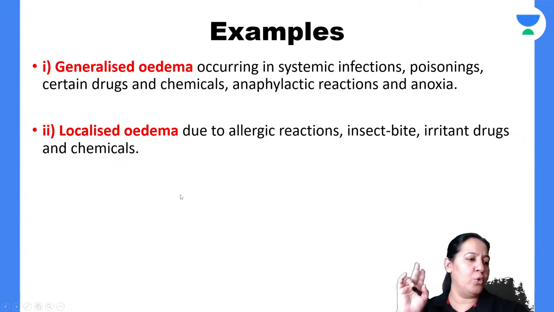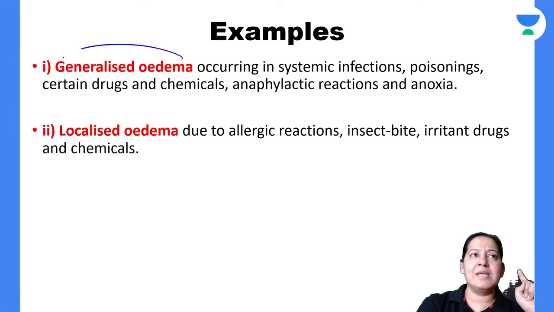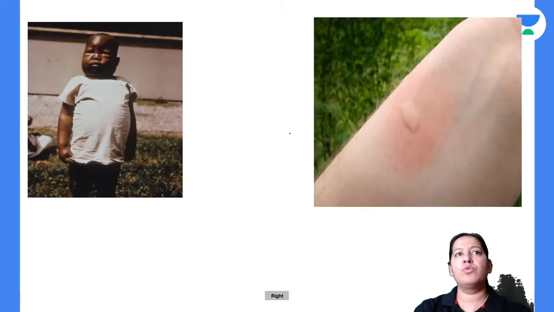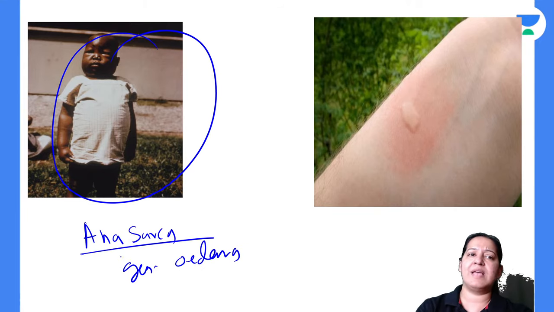So edema is of two types. Listen. Either the edema is throughout the body. If the edema is throughout the body, it is known as anasarca. It is generalized edema. That is throughout the body edema. That is known as anasarca.